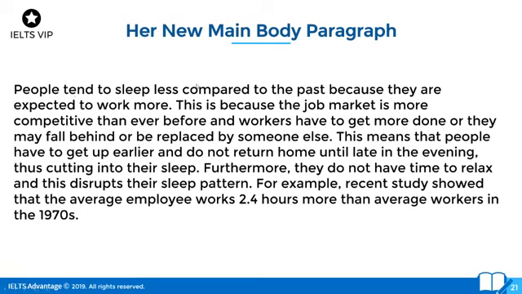So people tend to sleep less compared to the past because they are expected to work more. Okay? Clear topic sentence. You're telling the examiner, this is what this paragraph is about. This is because the job market is more competitive than ever before and workers have to get more done or they may fall behind or be replaced by someone else. Explanation. And it actually explains that main idea, so it's nice and coherent and cohesive.